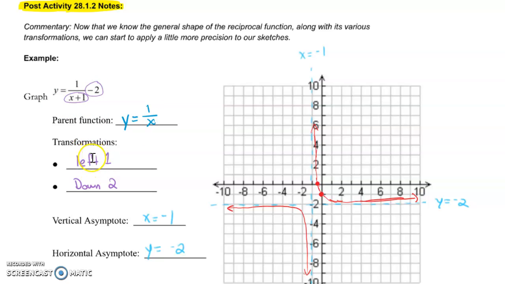In this case, a shift left 1 unit, down 2 units. That gives me the information on where my asymptotes are. Okay. Instead of at x equals 0, it's moved left 1, so it's at x equals negative 1. Instead of at y equals 0, it's moved down 2, so it's at y equals negative 2.